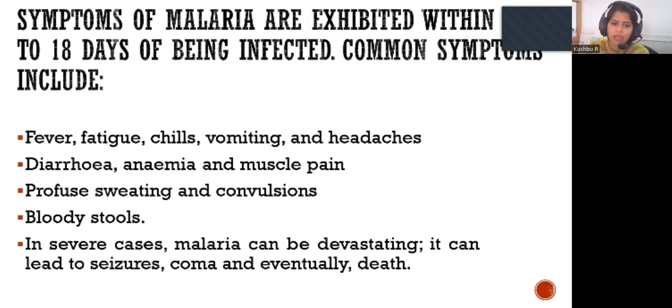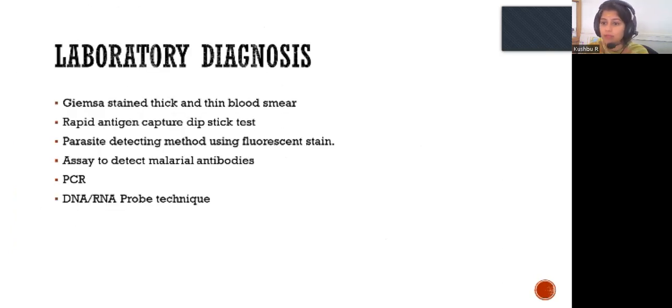Apart from that, there are many more symptoms witnessed by the patients, such as muscle cramps, becoming anemic, diarrhea, convulsions, bloody stools, profuse sweating, and weight loss. Apart from this, when the symptoms become more severe, it can also lead to coma.